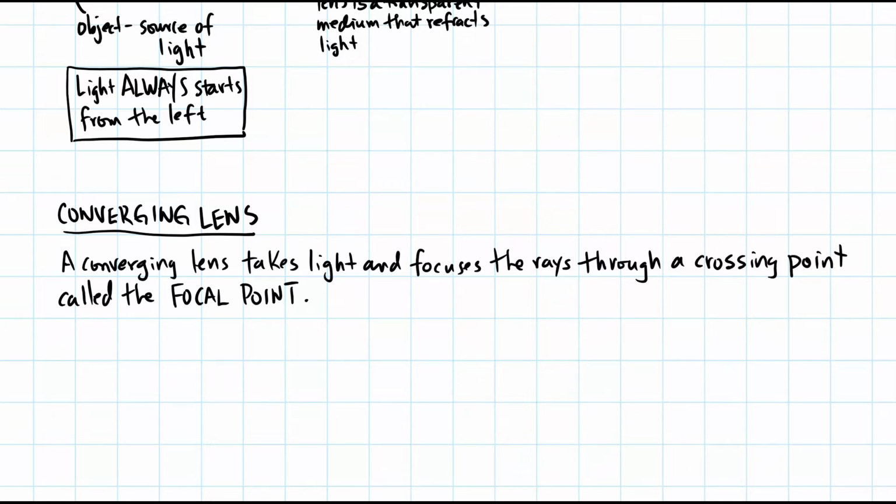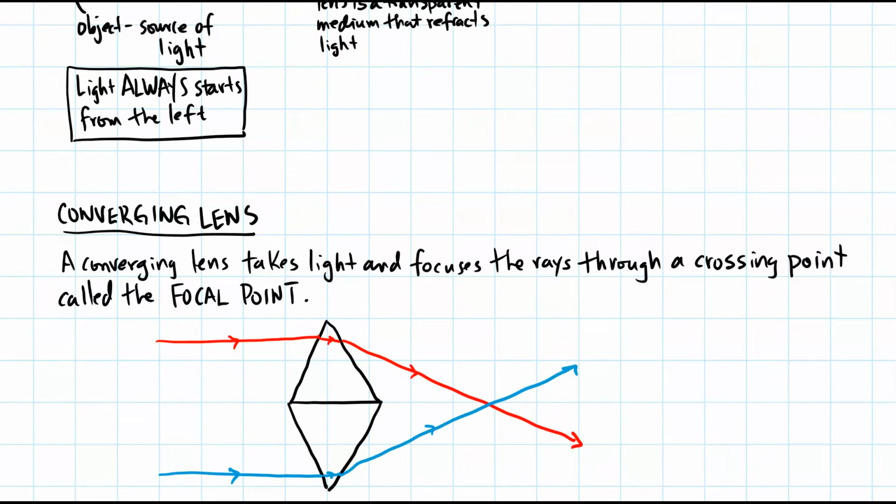So now what we want to do is form a converging lens using 2 prisms. With light starting from the left, you could see that the ray comes in, and then the prism essentially refracts it, and it bends it down towards the bottom of the page. Whereas the blue ray, in the opposite direction, bends this ray upwards. The point where they cross right here, this is called the focal point.